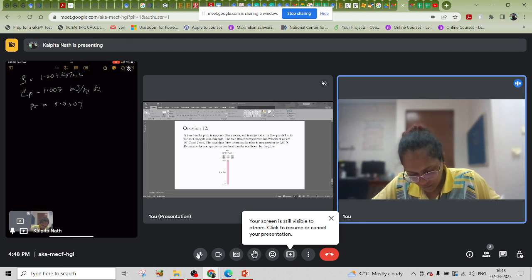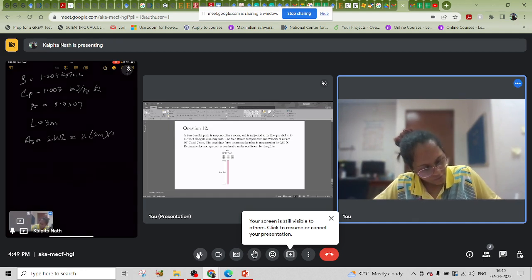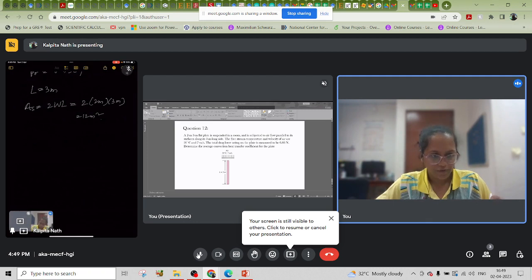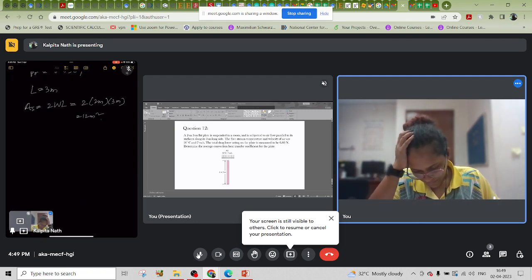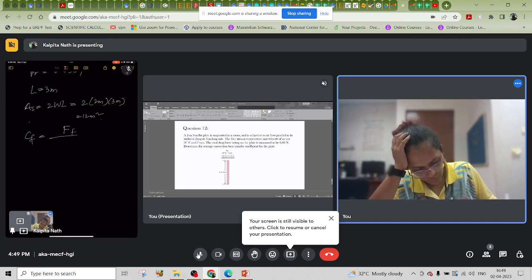Now the flow is along the 3 meter side of the plate and thus the characteristic length L is 3 meter. Both sides of the plate are exposed to airflow and thus the total surface area is 2WL, equal to 2 into 2 meter into 3 meter, equal to 12 meter square. For flat plates, the drag force is equivalent to friction force. The average friction coefficient Cf can be determined as Cf equal to friction force upon area times rho V square by 2.